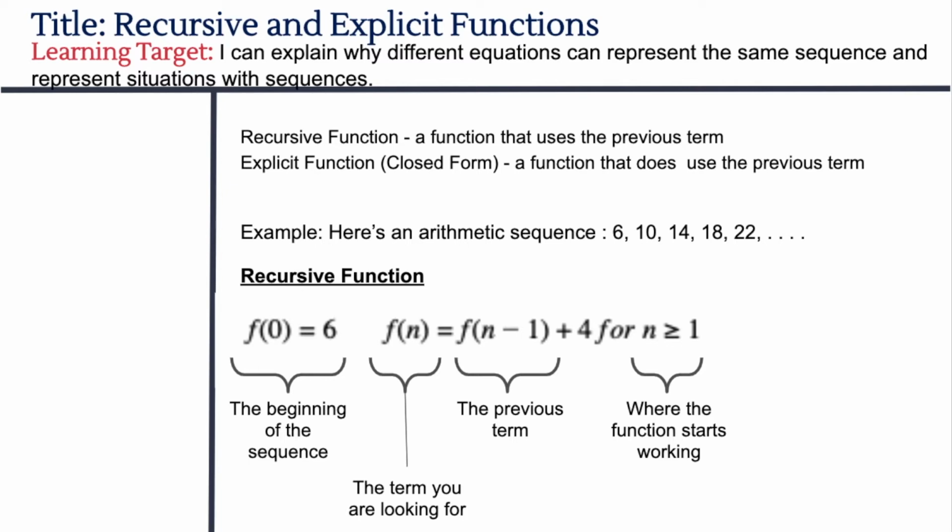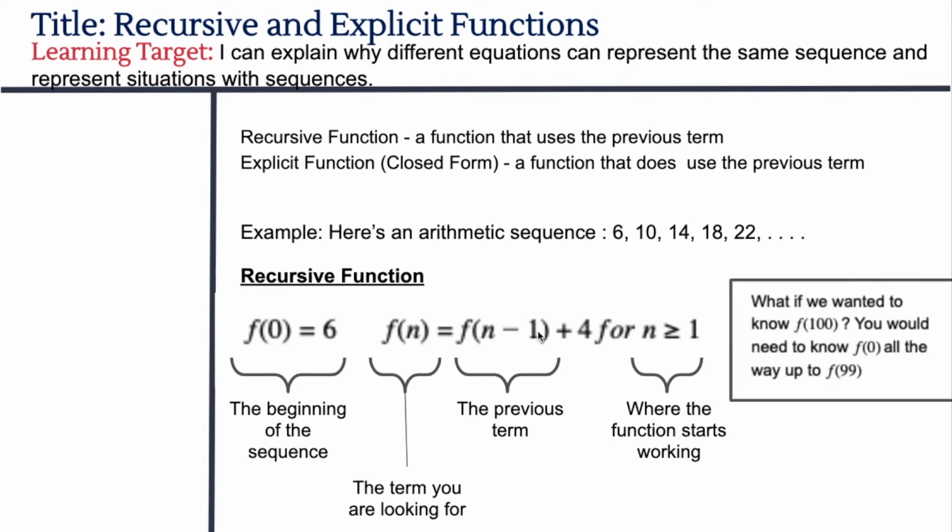Once you get this down, you're going to be able to write recursive functions really, really quickly. The problem with recursive functions is, what if we want to know f of 100? You would need to know f of 0 all the way up to f of 99. You would have to know all those different answers just to find f of 100, which is a lot of work. So rather than using recursive functions, sometimes we're going to want to use explicit functions.